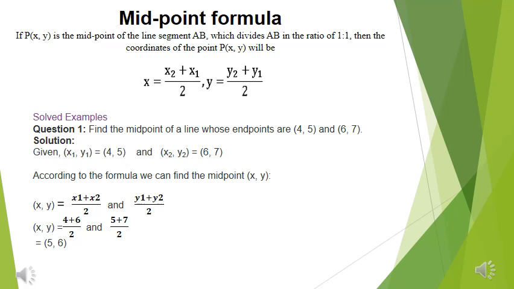Students, here is an example based on the midpoint formula. In this problem we have to find the midpoint of a line whose endpoints are (4, 5) and (6, 7), where we note x1, y1 as 4 and 5, and x2, y2 as 6 and 7. According to the midpoint formula, we find the coordinates x, y using (x1 plus x2) divided by 2 and (y1 plus y2) divided by 2, that is (4 plus 6) by 2 and (5 plus 7) by 2, that is 5 and 6.